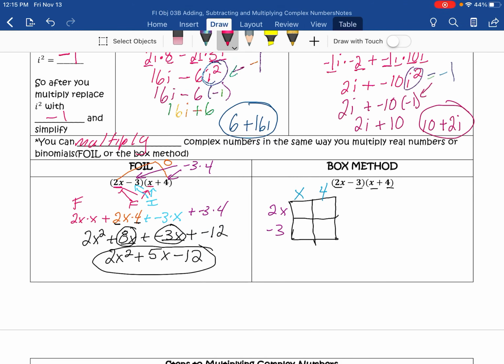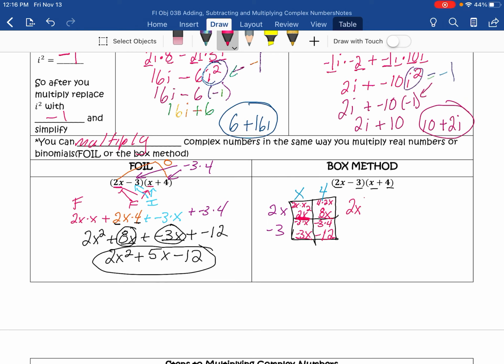For this box right here, it would be 2x times x, so that's going to be 2x squared. This box right here would be 4 times 2x, which would be 8x. This box here would be -3 times x, which is -3x. And this last box here is going to be -3 times 4, which is -12. So your answer is just going to be the sum of the boxes. You always start here, then do your diagonals, and then go here.